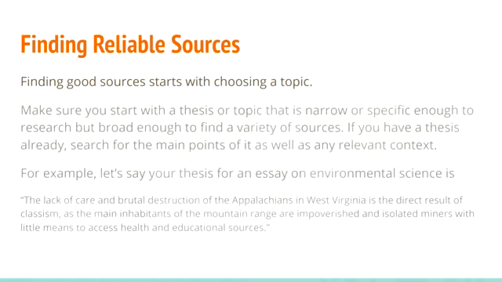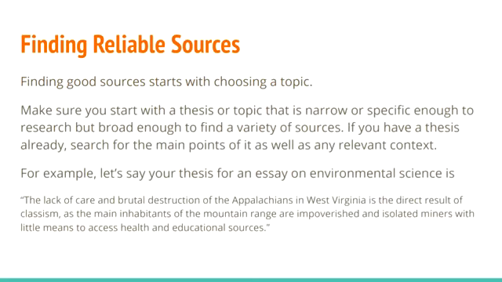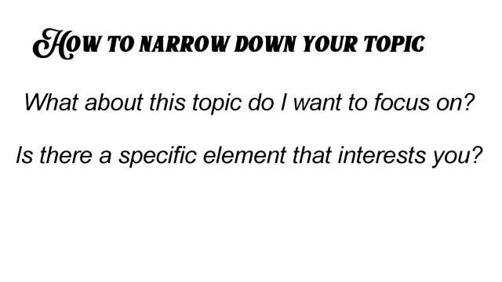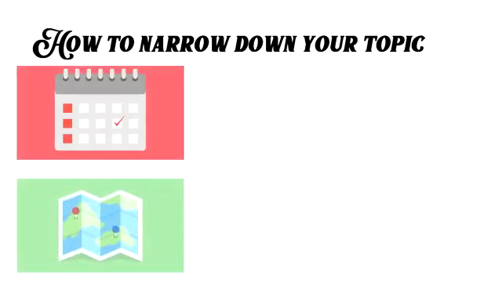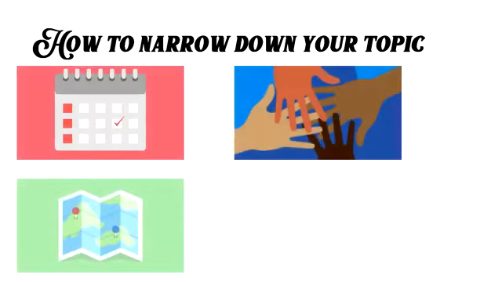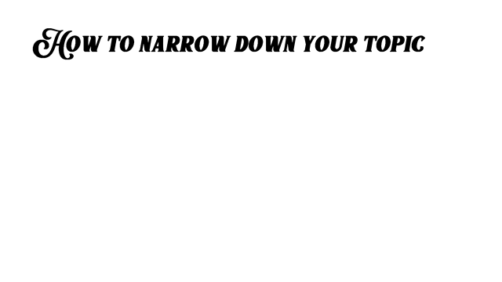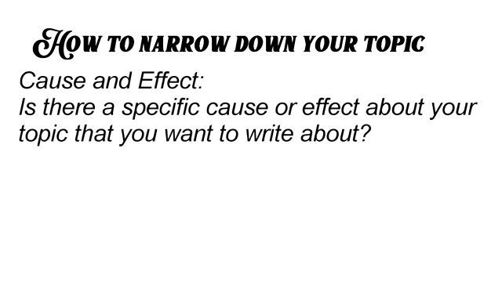To find your thesis, start with a general idea of what you want to write about, and then narrow it down by asking yourself, what about this topic do I want to focus on? Is there a specific element that interests me? You can also narrow your topic down by focusing on some specific factors like the date, location, specific characteristics such as race, gender, age, or class, or use a cause and effect approach. Is there a specific cause or effect about your topic that you want to write about?